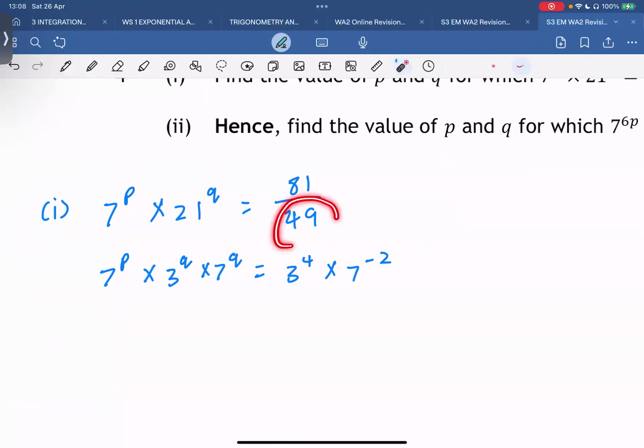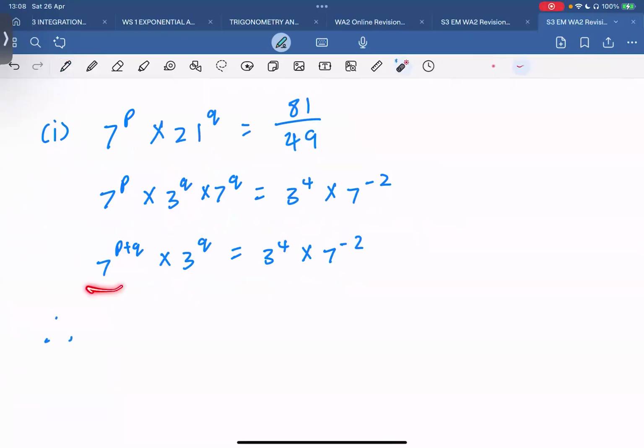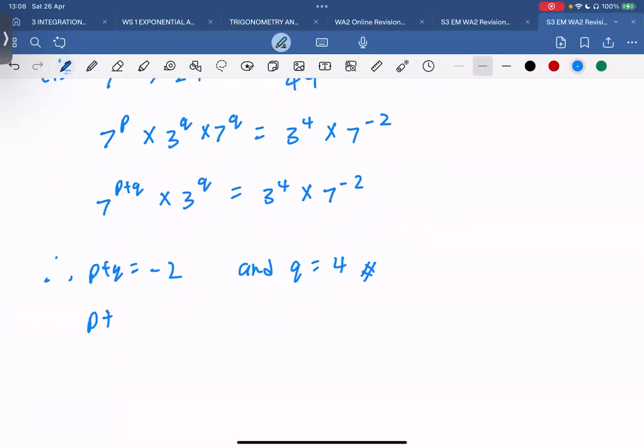Okay, because this is the denominator, I will add the negative sign. Then 7 to the power of P can simplify with 7 to the power of Q. So that will give us 7 to the power of P plus Q times 3 to the power of Q equals to 3 to the power of 4 times 7 to the power of negative 2. So since the base is the same, right, 3 and 7, we'll just compare the exponents. Therefore, we can form two equations. Comparing base 7, we have P plus Q equals to negative 2. And comparing base 3, we have Q equals to 4. Okay, so sub back into this equation, we will get P as negative 6.